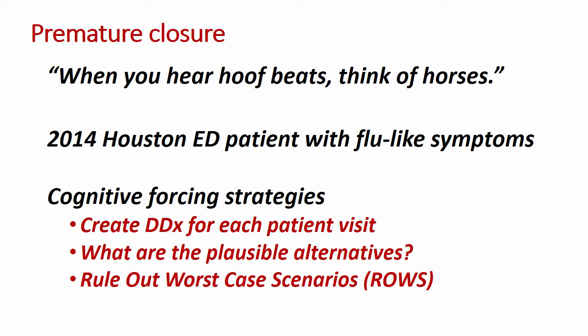So for premature closure, think about creating a differential diagnosis for a patient in each visit. What are plausible alternatives? And certainly, what are the worst case scenarios? And these are things that we teach our medical students and teach our residents, but can sometimes be easily lost, and coming back to them can help us avoid errors in these settings.